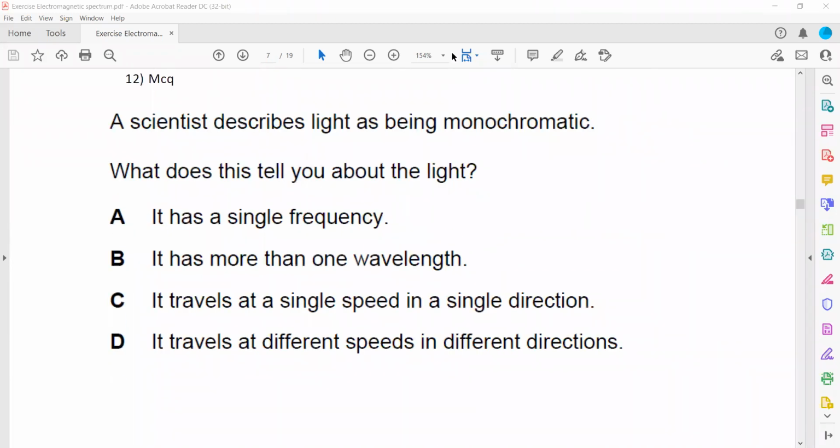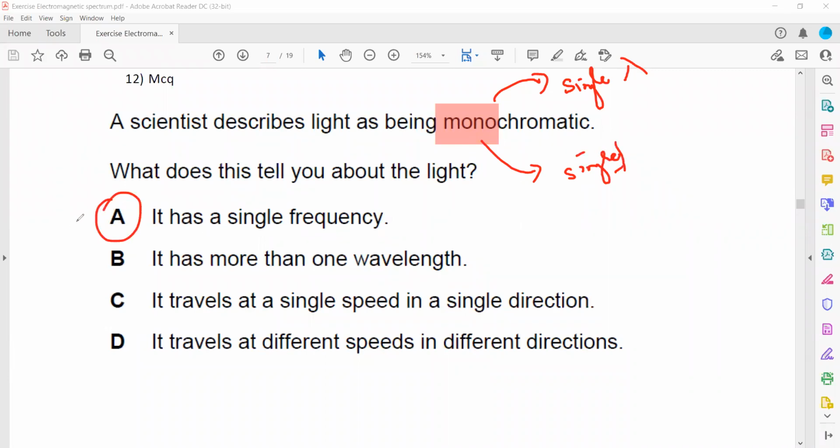Then scientists describe light as being monochromatic. The term monochromatic means light which has only one wavelength or one frequency. All the electromagnetic waves travel at the same speed in a vacuum, because between the sun and the earth there is a vacuum. So light with a single frequency or one wavelength, that's why A is the right answer.